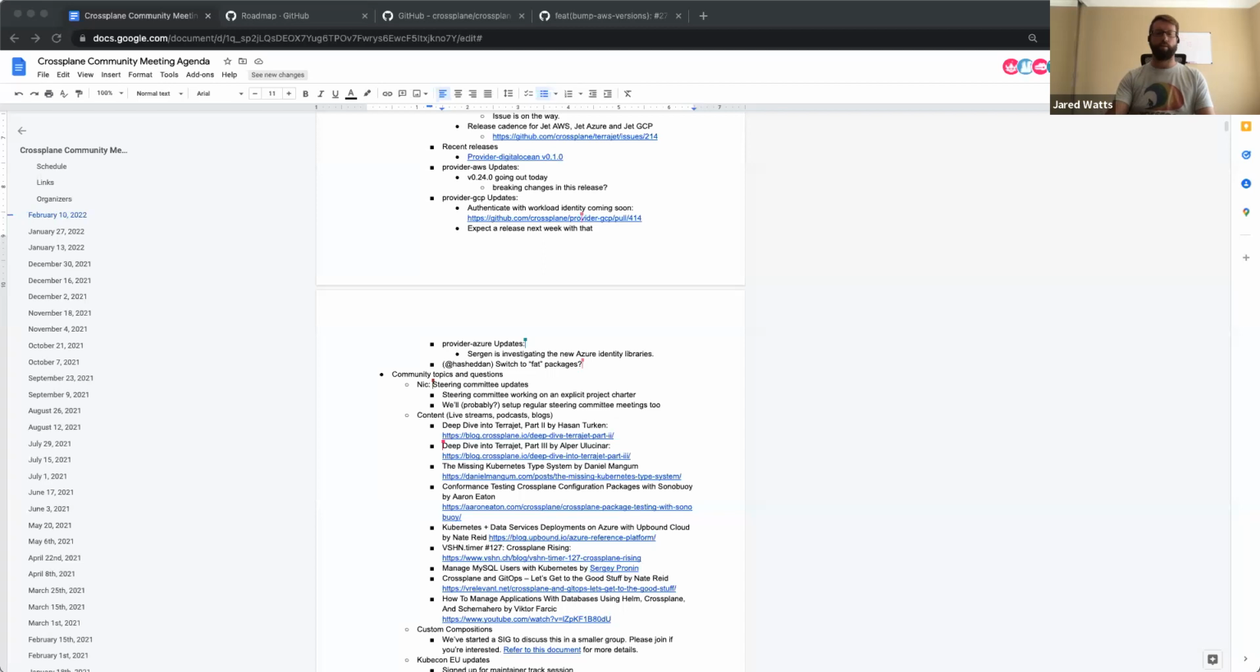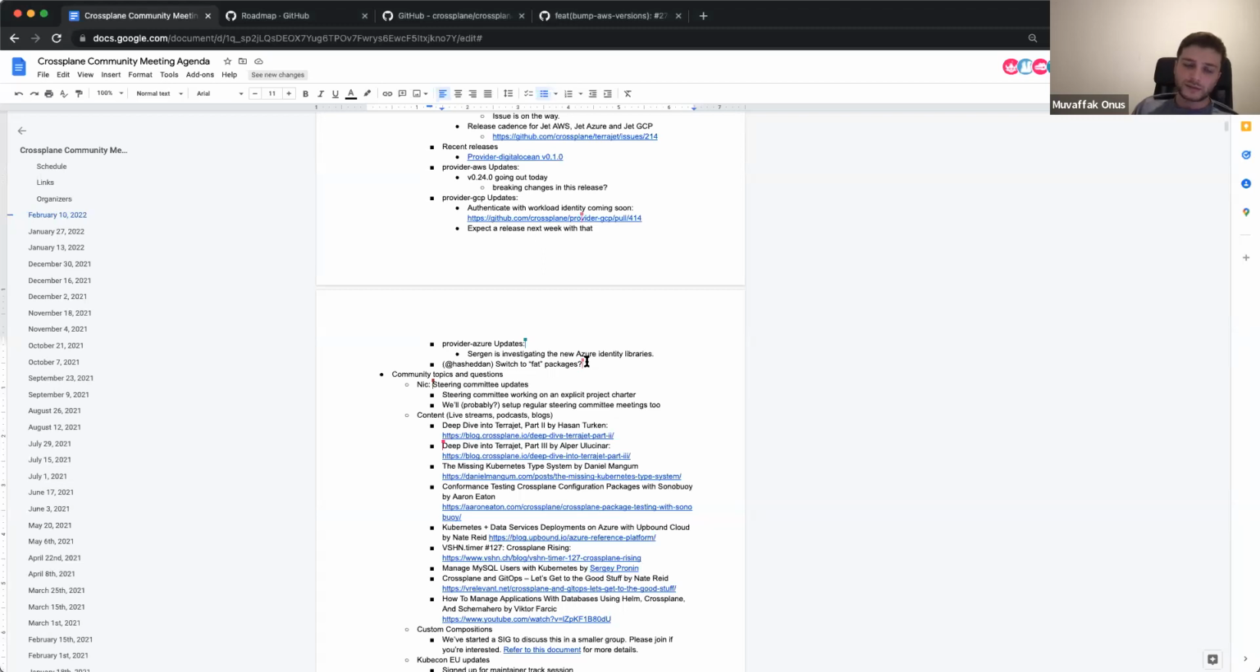So I think Sergen or Alper are not here at this moment, but one of the big things that we might start doing, it's not certain yet, is that we might be able to move to the new Azure identity libraries and APIs. Sergen said that in the morning he had time to look into this, to see what it would take. I think there are other updates as well, but that is what I had in mind. Thanks for sharing that on their behalf.